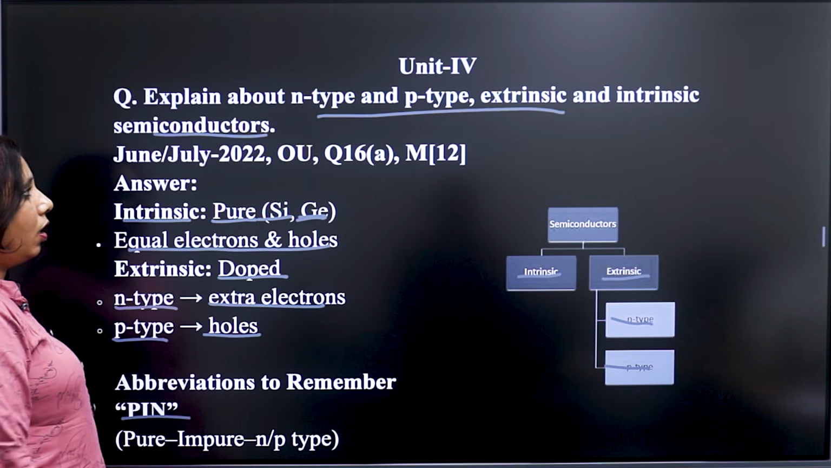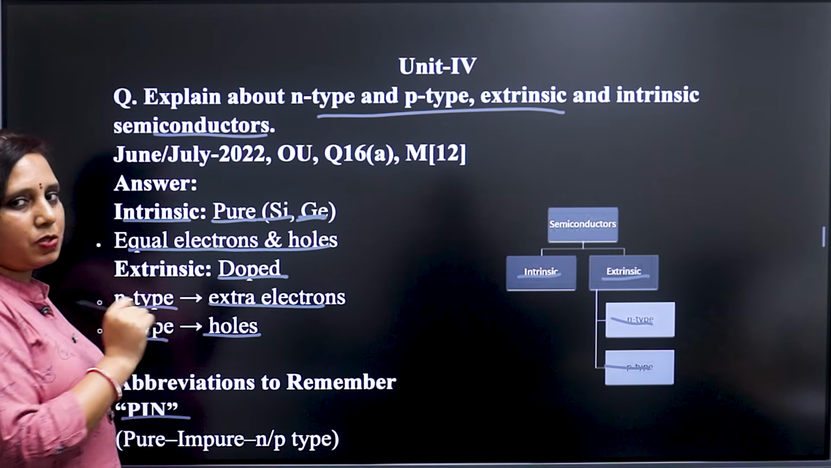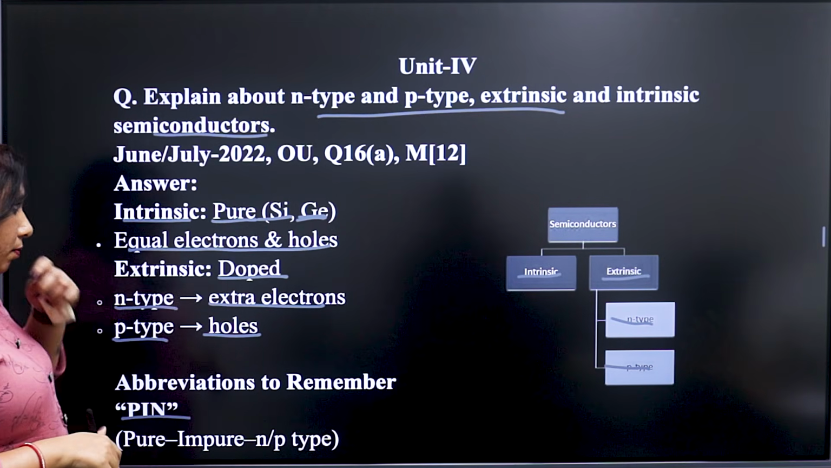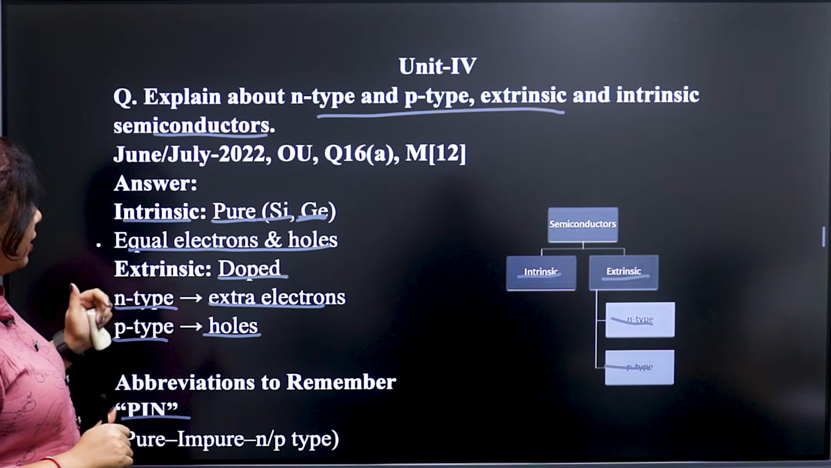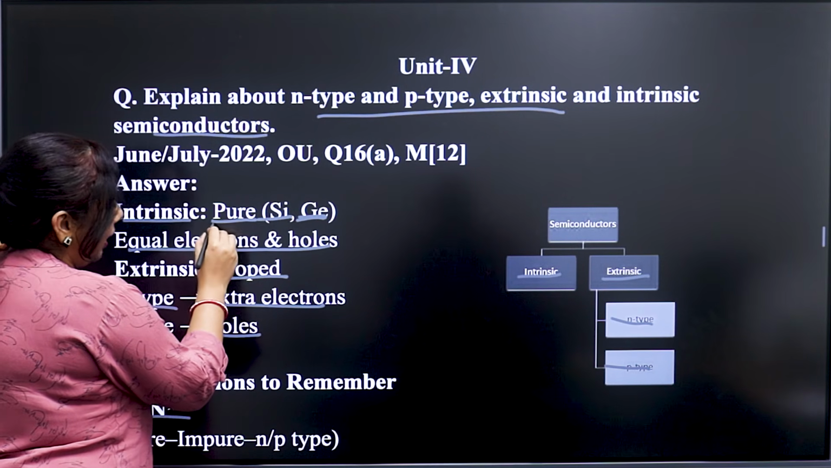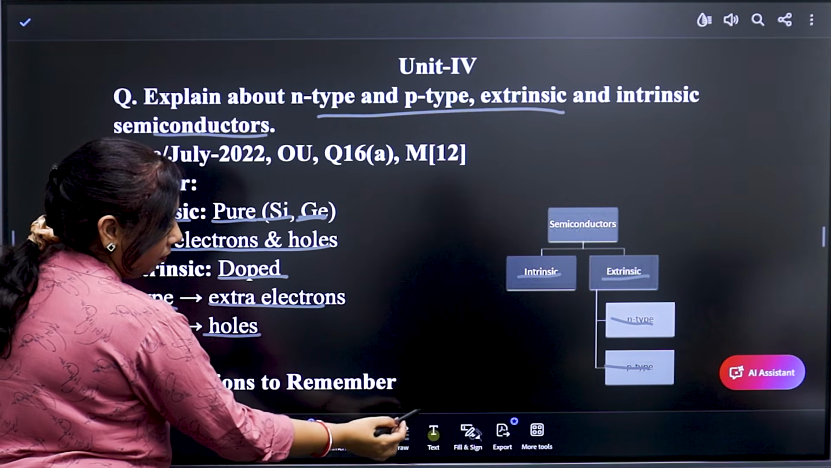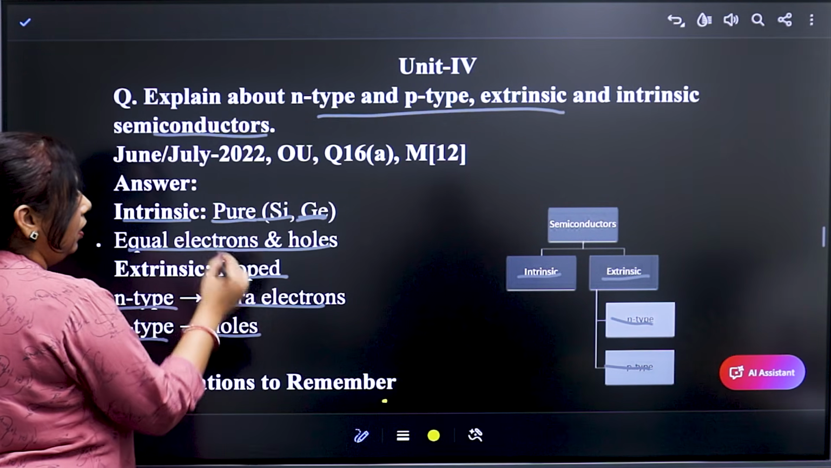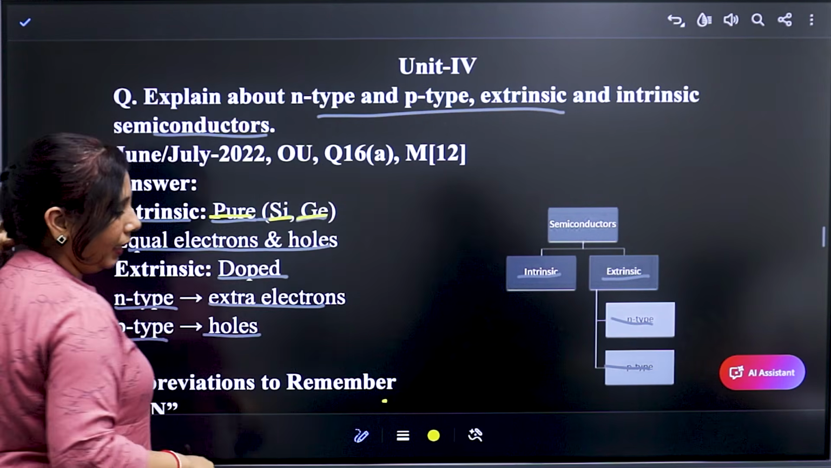So Unit 4, the first important question for chapter 1 is about the types of semiconductors we have. Extrinsic, intrinsic, N-type and P-type, all the types. First coming to intrinsic semiconductors. These are pure semiconductors, either of silicon or germanium.